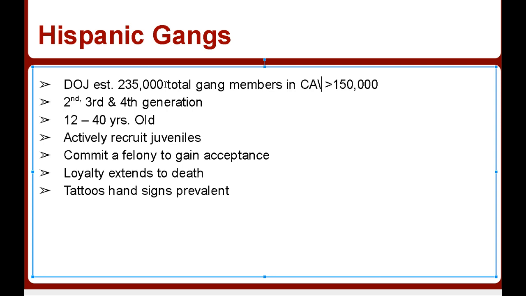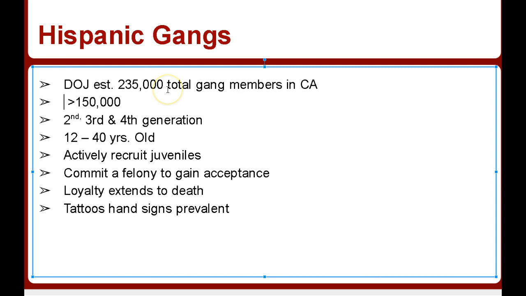And then there's over 150,000 Hispanics. So, I mean, by far, Hispanic gang members outnumber the other gangs.